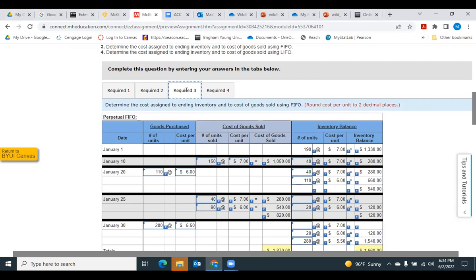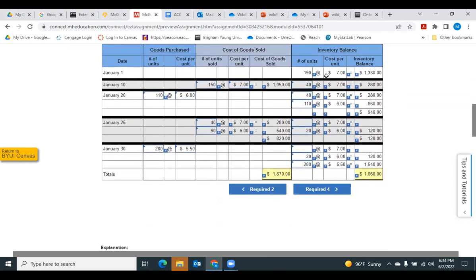Okay, good. And then on first in, first out, here's what we started with, 190 at $7. When we make a purchase, it's super easy if we only have inventory from the past, only one option. We know when we sell 150 that it's going to be of these $7 units, which leaves us with 40 of the $7 units. Then on January 20th, we purchase 110 more. It's always important that we do them in the right order, the oldest units first. So 40 at $7 plus 110 units at $6.